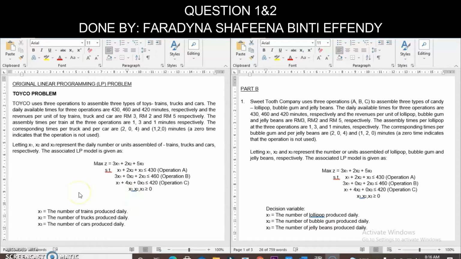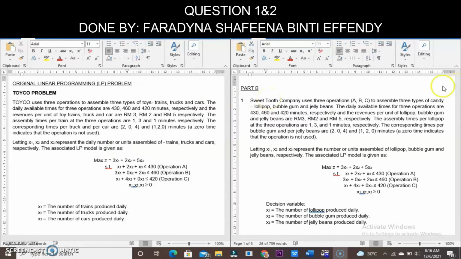In assignment part B, we are required to find and modify an application problem that can be formulated as a linear programming (LP) problem with at least 3 decision variables and 3 constraints. In this part B question 1, our group chose to change the Taco problem into our LP problem, which is Sweet Tooth Company. In the original problem, there are 3 types of toys: trains, trucks, and cars. However, my group changed them into 3 types of candy: lollipop, bubblegum, and jelly beans.